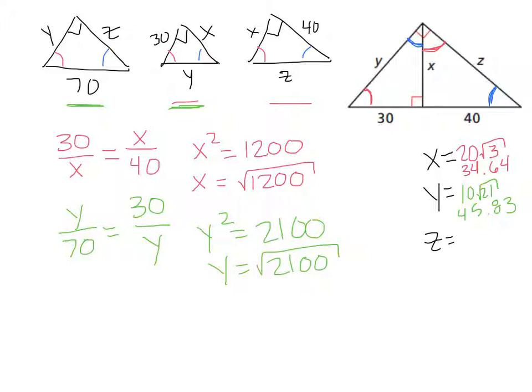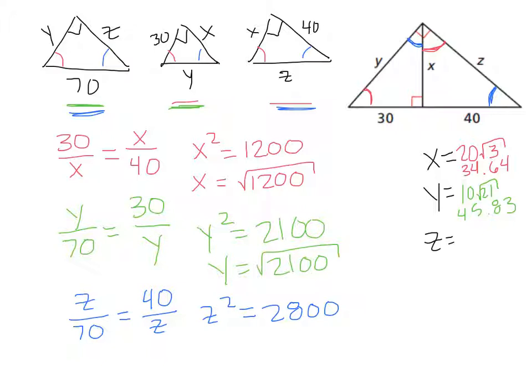And last but not least, we have to find z. So we have to use the first triangle and the last triangle. Use z over 70. And then that would be 40 over z in the third triangle. So we end up with z squared equals 40 times 70, which is 2,800. Take the square root of both sides, so you get z equals the square root of 2,800. And we can simplify that a little bit. We can pull out the 400. We end up with 20 times the square root of 7, or decimal approximation of 52.92. Yay, that was it. We were done.